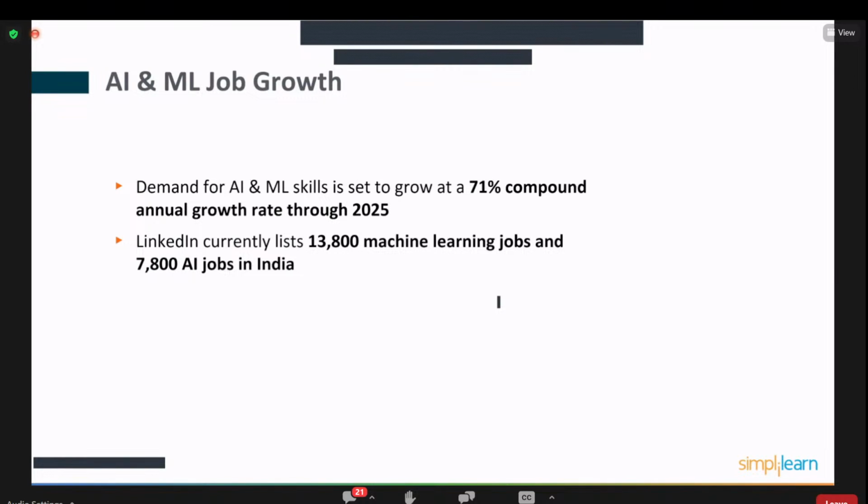There's currently just the open jobs that are listed on LinkedIn, 13,800 machine learning jobs and 7,800 AI jobs in the country of India alone. So the number of openings is always high, and we see it continuing to grow because this is the field where companies need to evolve to, and they understand they need this capability. They need people who are competent practitioners in the field. So this is a great and growing job area.